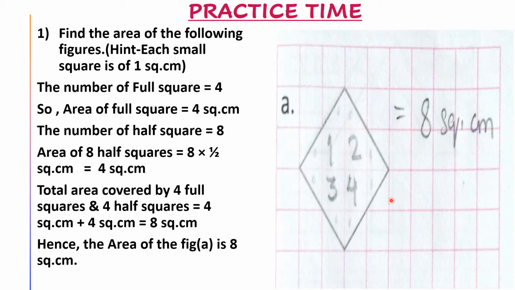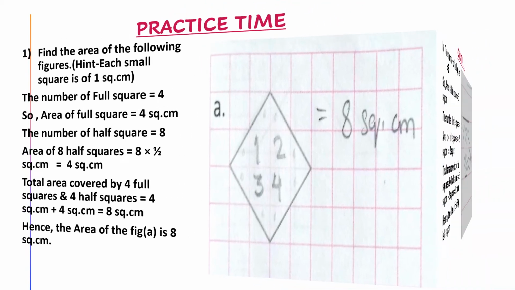Remember children, to find the area of such a figure, first count the number of full squares occupied by the shape. Consider the area of a full square as 1 square cm. Then count the number of half squares occupied by the shape. Consider the area of 1 half square as half square cm. That means you need to count 1 square cm for 2 half squares. Let us move on to the next example.